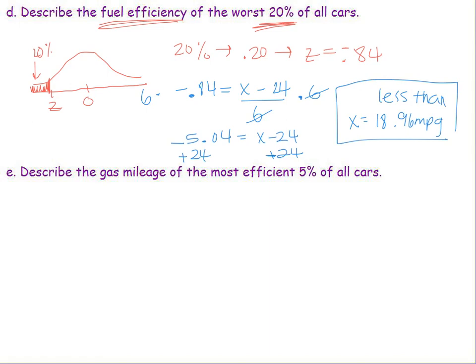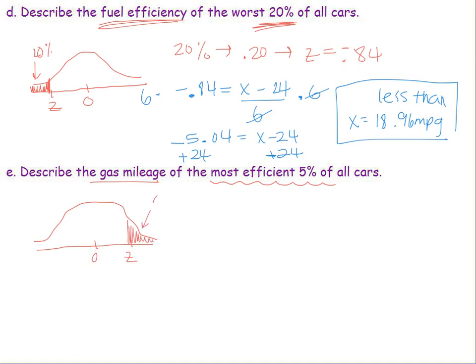So let's have you try just one on your own, because you haven't done a working backwards. So pause the video, try this one, and we'll see how you did by yourself. All right, so describe the gas mileage of the most efficient 5%. So most efficient should have been screaming to you highest. So we're over here somewhere with our z-score. And highest, most efficient means I'm shading to the right.